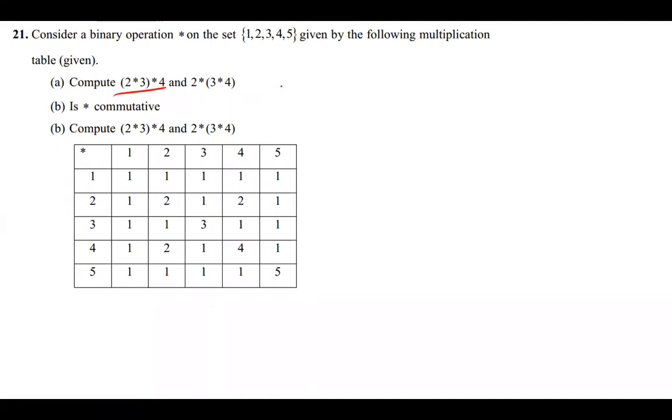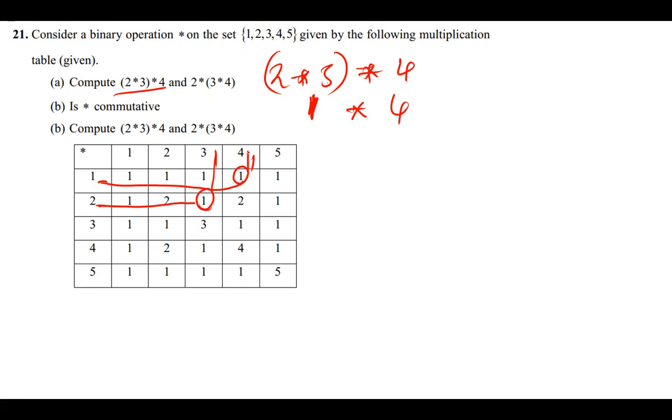All right, so we first start with this one. We have 2 star 3, then you have star 4. So we always start with what is in the brackets. 2 star 3. The answer is 1. This is where they are meeting. 2 and 3 are meeting at this point. The answer is 1. So you have 1 there. Then you say star 4. So now we find 1 star 4. The meeting point of 1 and 4 is there. 1 star 4, the answer is still 1. So you have found that.